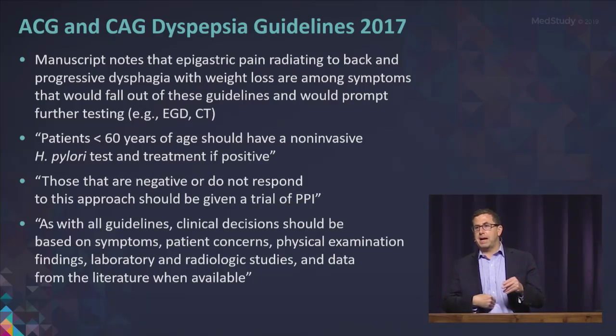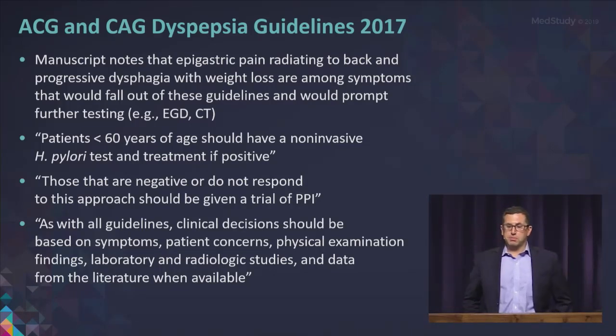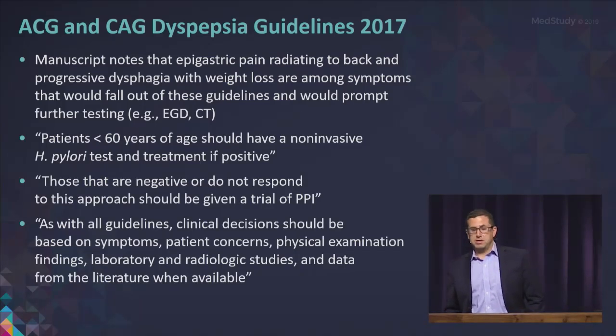If you have pain radiating to the back or dysphagia, that's concern for pancreatic disease or esophageal cancer, you're not dealing with dyspepsia anymore. So then you're going to go down a different pathway and you're going to send that person for an EGD. If patients truly have dyspeptic symptoms and nothing really specific, and they're under age 60, you could do a non-invasive H. pylori test and then treat if positive. Those that have a negative H. pylori test or do not respond to this approach could be given a trial of a PPI. And again, as with all guidelines, clinical decisions should be based on individual patient factors. We all know that.